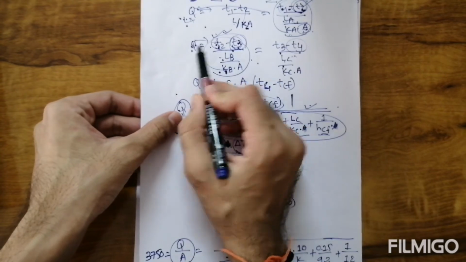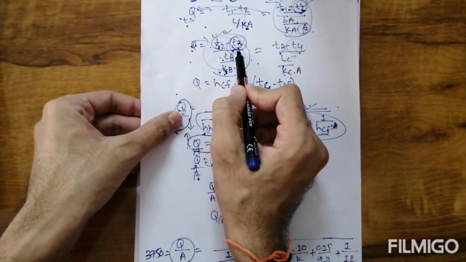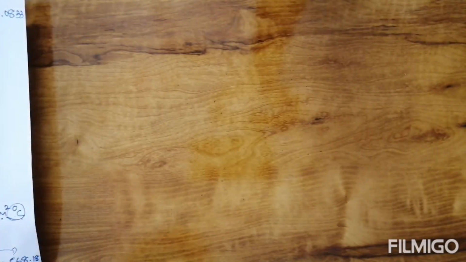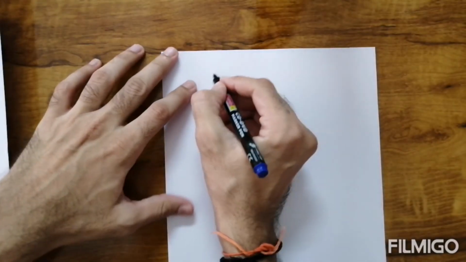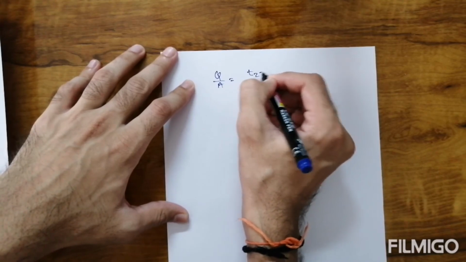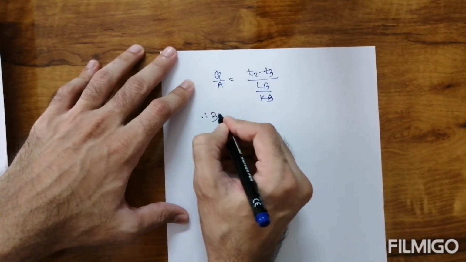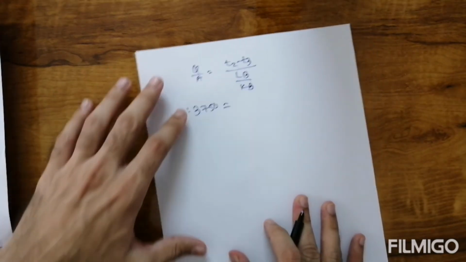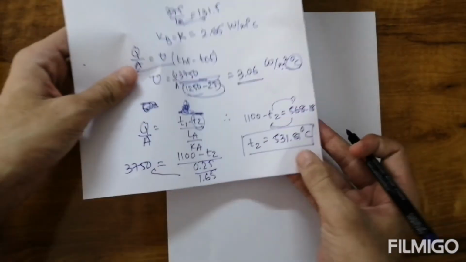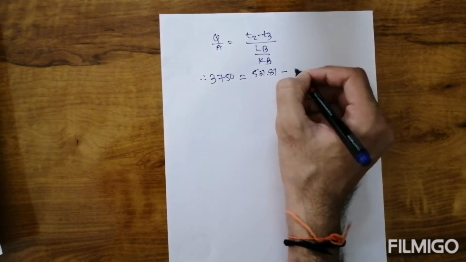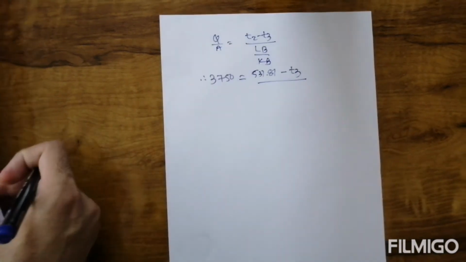Now T2 is determined. How can we determine T3? We consider that equation, because T2 is already found, Q by A is found, LB and KB are also found, and only T3 is unknown. So Q by A is equal to T2 minus T3 divided by LB by KB. Q by A is 3750, T2 is 531.81, minus T3, divided by LB by KB.